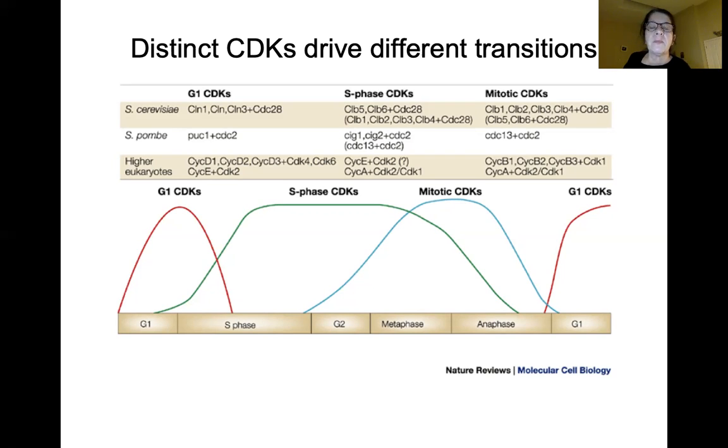And guess what? The S phase CDKs are the SPF, the synthesis promoting factor, and the mitotic cyclin CDK activities are MPF, the maturation promoting factor. So all these factors that nobody knew what they were years and years ago when they were initially isolated, now we know what they are. They're cyclin CDK complexes.